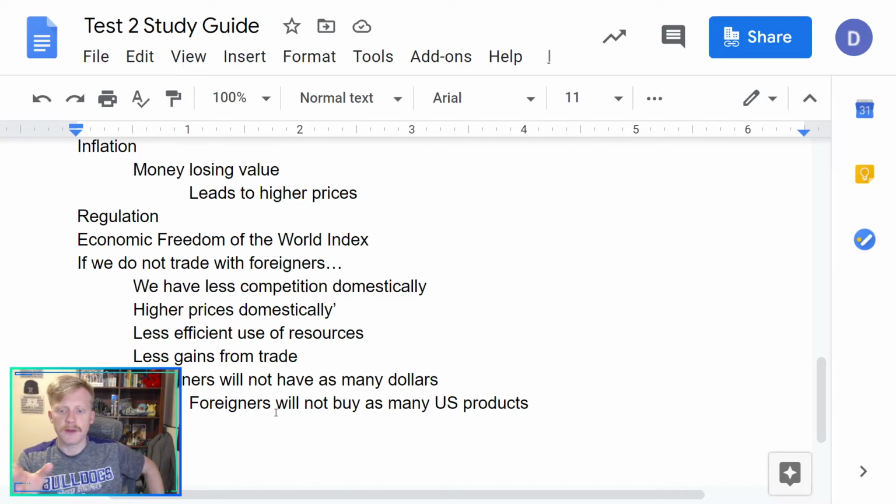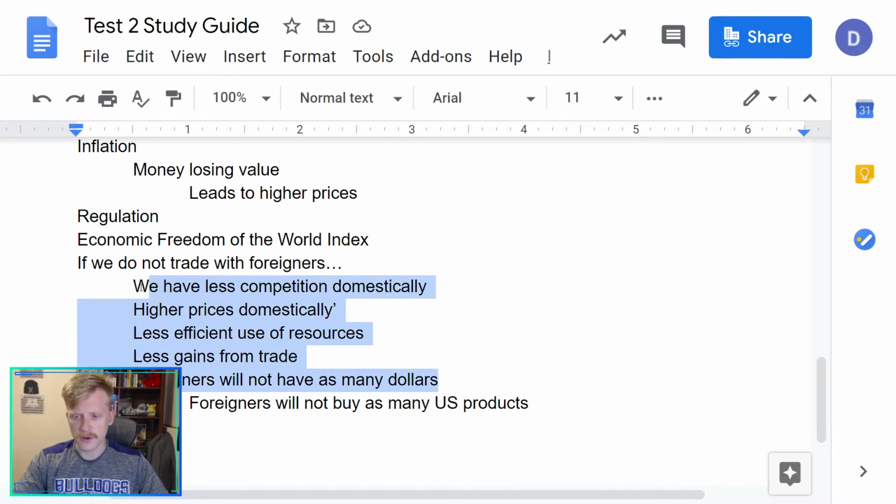We talk about how we don't want to trade with foreigners because we want to save jobs, but in this case, and this is one way that we can see it, guys, one of the reasons that we have jobs in the United States isn't just to make things for us here, but it's also to make things for other countries, so they can buy stuff from us. Okay, so the foreigners won't even have as many dollars to buy U.S. products.